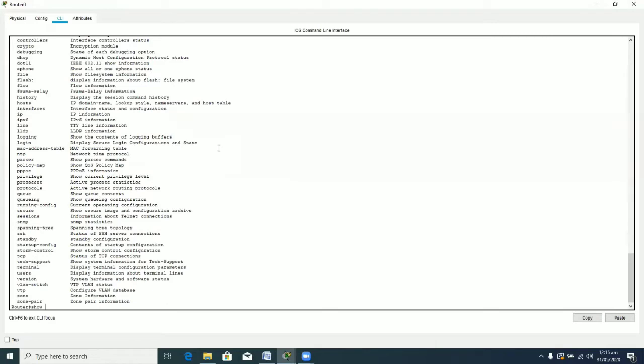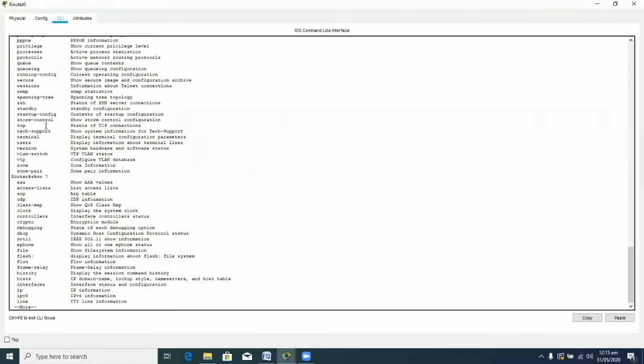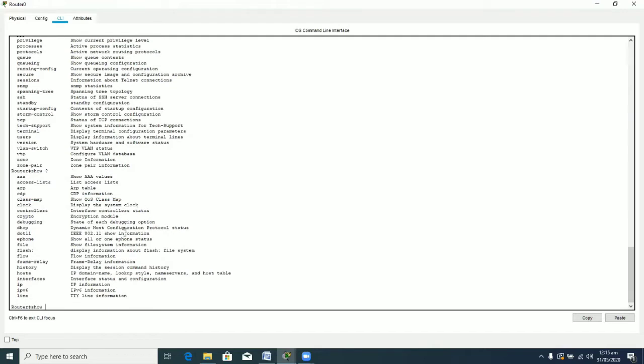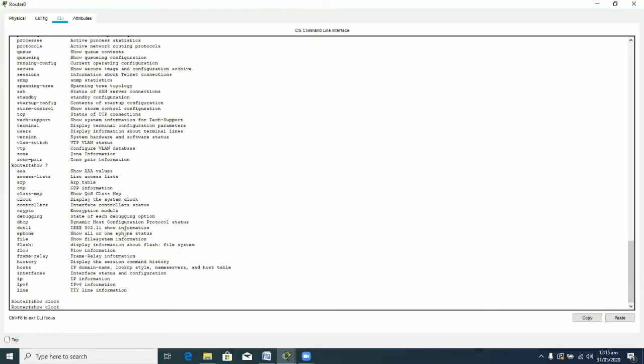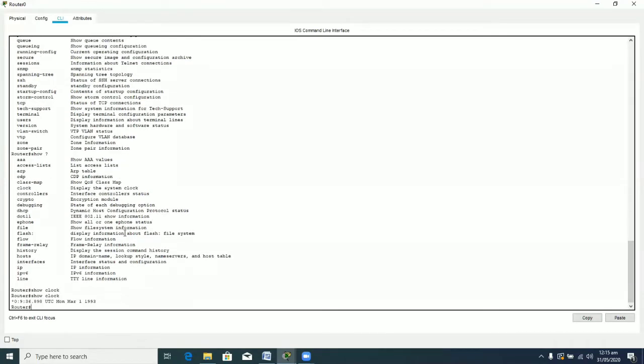And in this list you can see over here that we have clock. This is your clock. So show, and after show we type the word clock, and then I press enter. Here it is saying that your time is totally wrong, because it shows the year 1993, which is not possible. Our time is basically 12:15 a.m., and the date is 31st May 2020. So I want to have my clock properly assigned, so what I should do is set my clock.